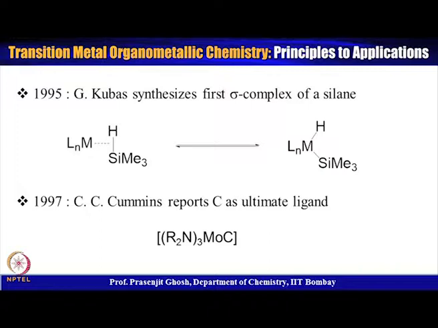In 1995, G. Kubas reported the first sigma complex of a silane, where a metal is bound to a silicon hydrogen bond through a sigma complex. Now, these are very challenging compounds, because this sigma complex may undergo oxidative addition to give a metal hydride and a metal trimethylsilyl moiety. In 1997, Keith Cummins reported carbon as the ultimate ligand, when a carbon moiety was solely bonded to molybdenum.